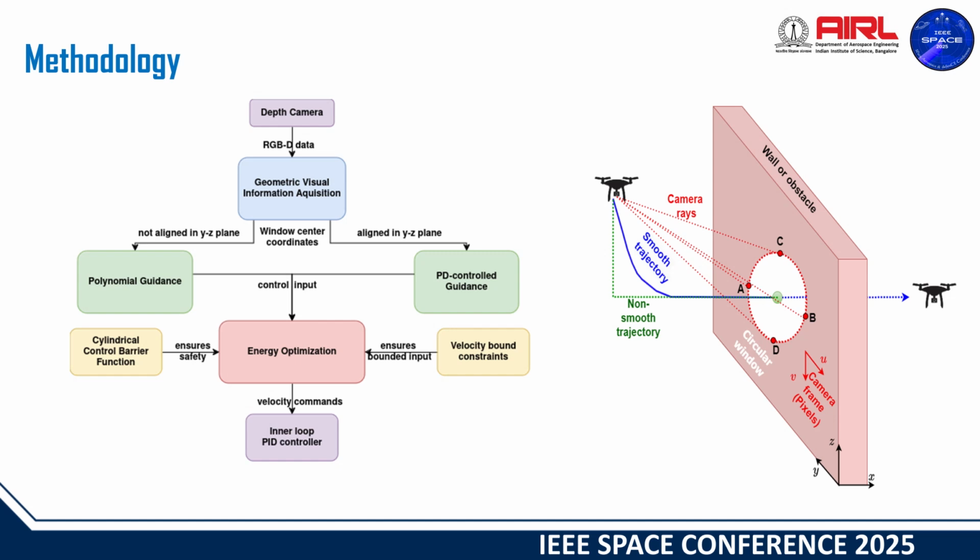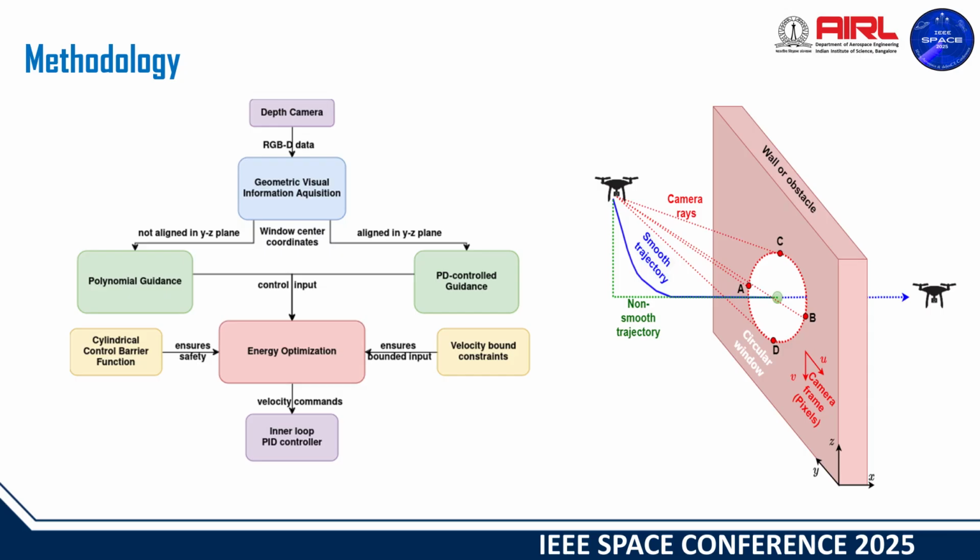If the window is already aligned, a PD-based correction step ensures that the UAV maintains its position within a predefined safe region. The corresponding control inputs are then passed to the energy optimization module, where safety constraints are enforced using the designed cylindrical control barrier functions. Finally, the optimized control commands are sent to the UAV's inner loop controller to achieve smooth and safe navigation.